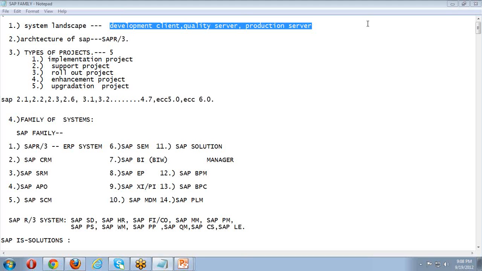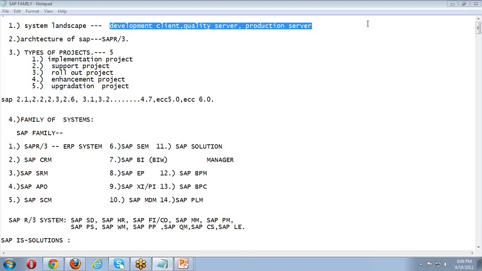And the first question you may get is, who will set up this system landscape? Prayag, who will set up this system landscape? The system landscape has to be set up by the basis consultants in real time before the actual project starts. As soon as IBM won the project, the IBM basis consultant should set up the system landscape before the functional and technical consultants start working in the project. Am I clear to you?